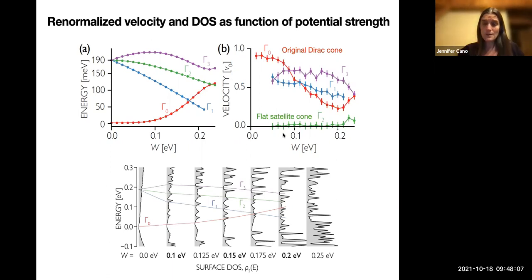And so we can also make these same kind of density of states plots as a function of turning the potential up, and we can track these different Dirac cones. That gives us some way to understand these different peaks in density of states that emerge as we turn up the potential strength.